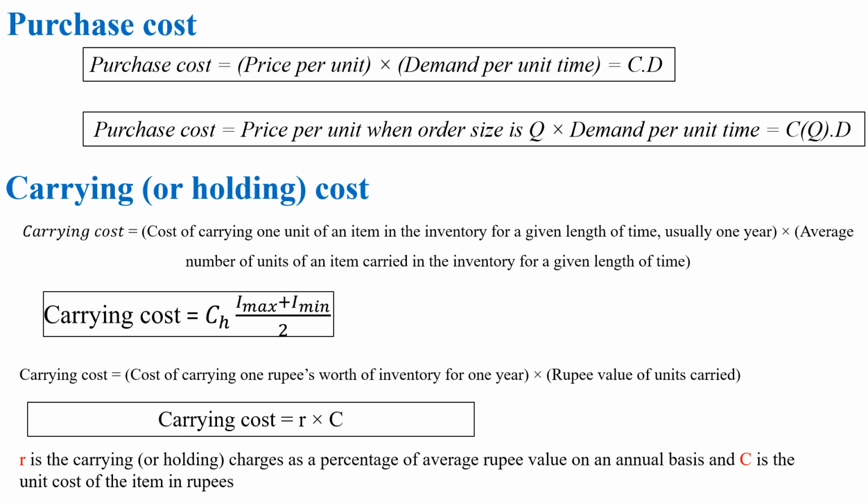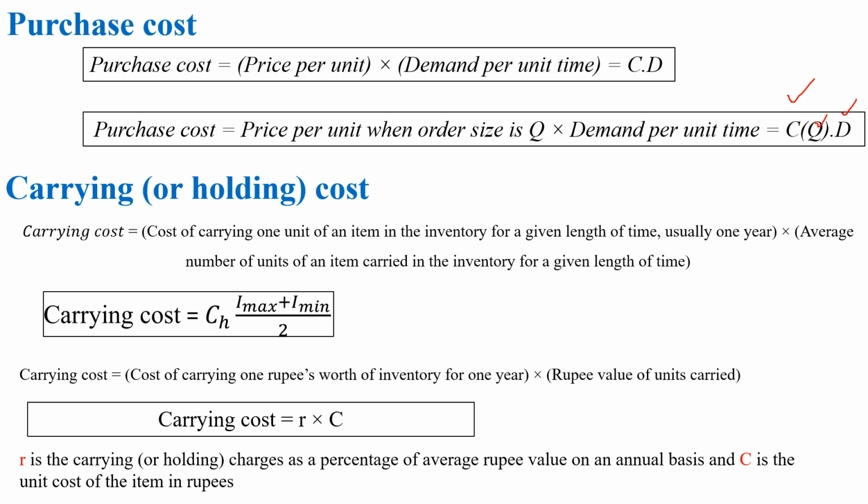In this condition, purchase cost equals the price per unit, which is fixed, into the demand per unit time, that is C into D. In the second condition, we get a discount for the respective quantity. Then the purchase cost equals the price per unit when the order size is Q, that is the price per unit for the respective quantity, into the demand per unit time, that is CD.